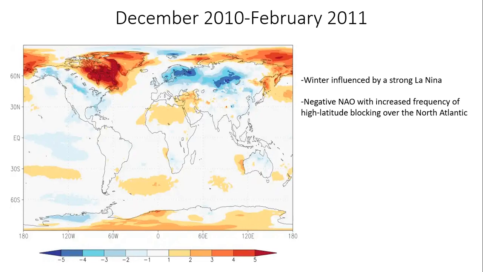So this particular winter was influenced now by a strong La Nina, the opposite of El Nino. We had a negative NAO with increased frequency of high latitude blocking over the North Atlantic. And you can see we had a very strong ridge. It was above normal, that red maroon shading there in the Greenland. That just tells a story right there about the blocking that was going on with that negative NAO that winter.